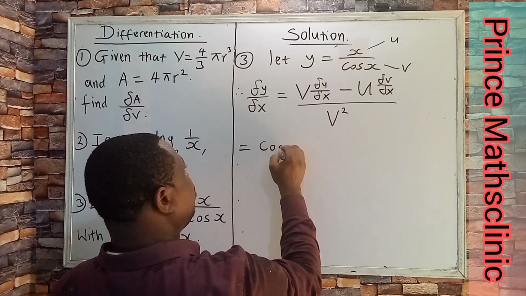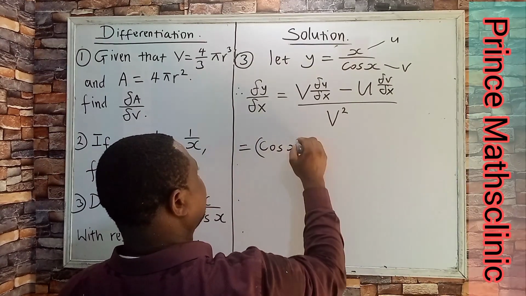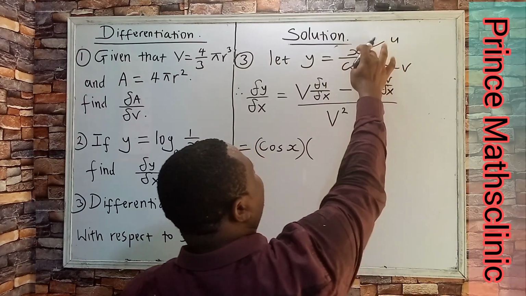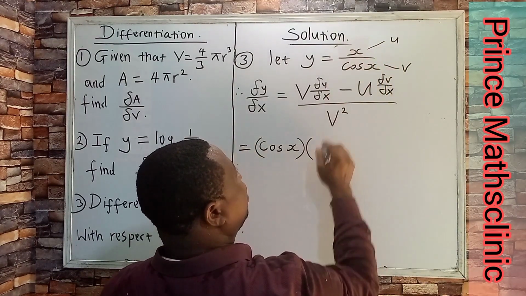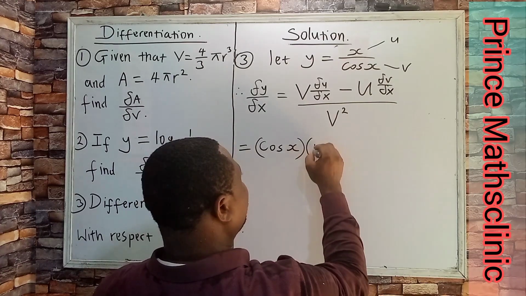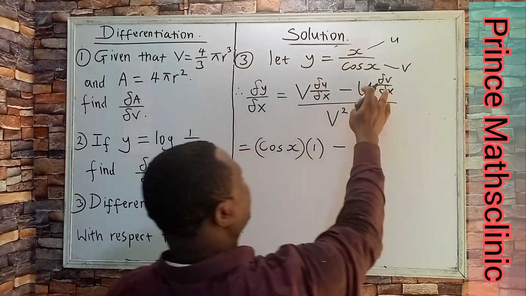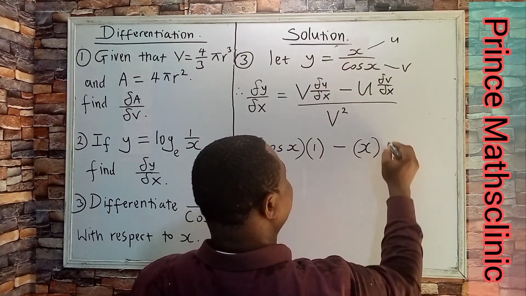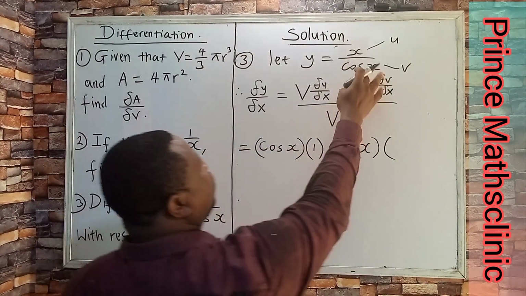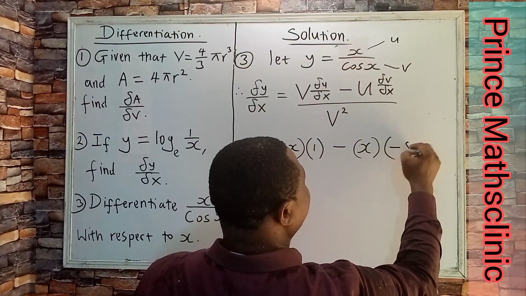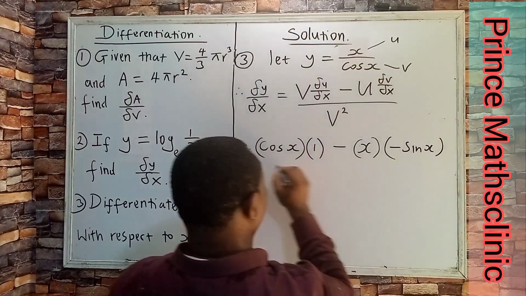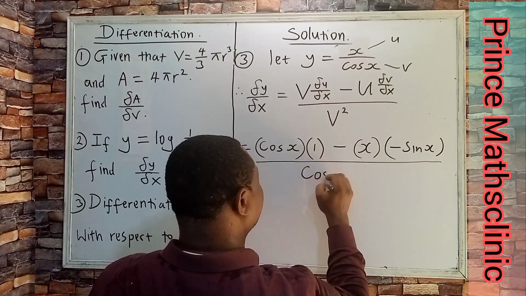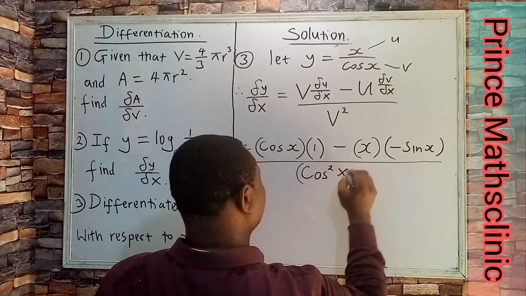So this becomes cosine x multiplied by du. If you differentiate x, you are going to get 1, minus. Then what's the value for u? u is x. Then if you differentiate v, if you differentiate cosine x, you get negative sine x. Everything over v squared, which is cosine squared x.